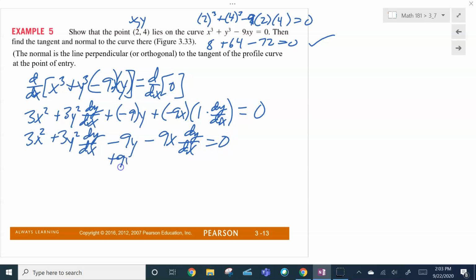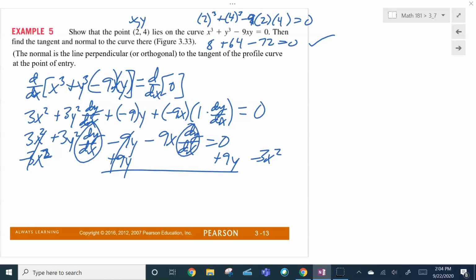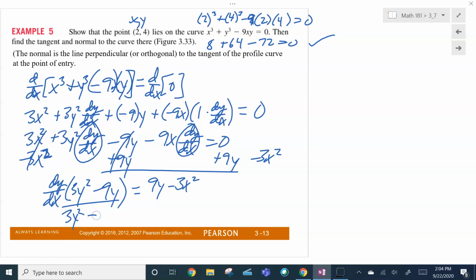I'm going to add 9y to both sides. So I'm going to get rid of everything that does not have a dy/dx in it. Subtract 3x squared from both sides, and then I'm going to take a dy/dx out of each of these two terms. So I have dy/dx times (3y squared minus 9x). Over here I've got 9y minus 3x squared. And then I'm going to divide by 3y squared minus 9x.